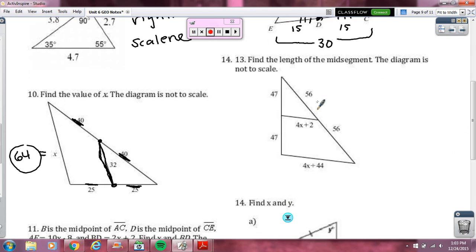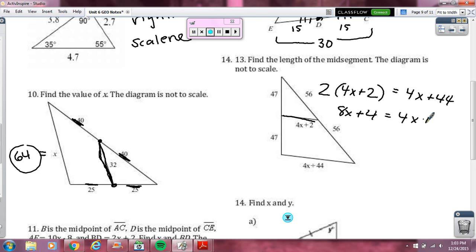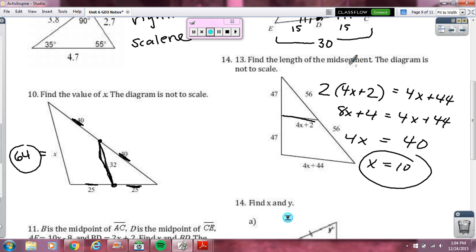Find the length of the midsegment, diagram not to scale. All right, midsegment. This 4x plus 2 is half the size of 4x plus 44. So again, it's not that they're equal to each other, but this big one is 2 of the little ones. Distributive property. And subtract 4x from both sides, and subtract 4 from both sides. So x is 10.